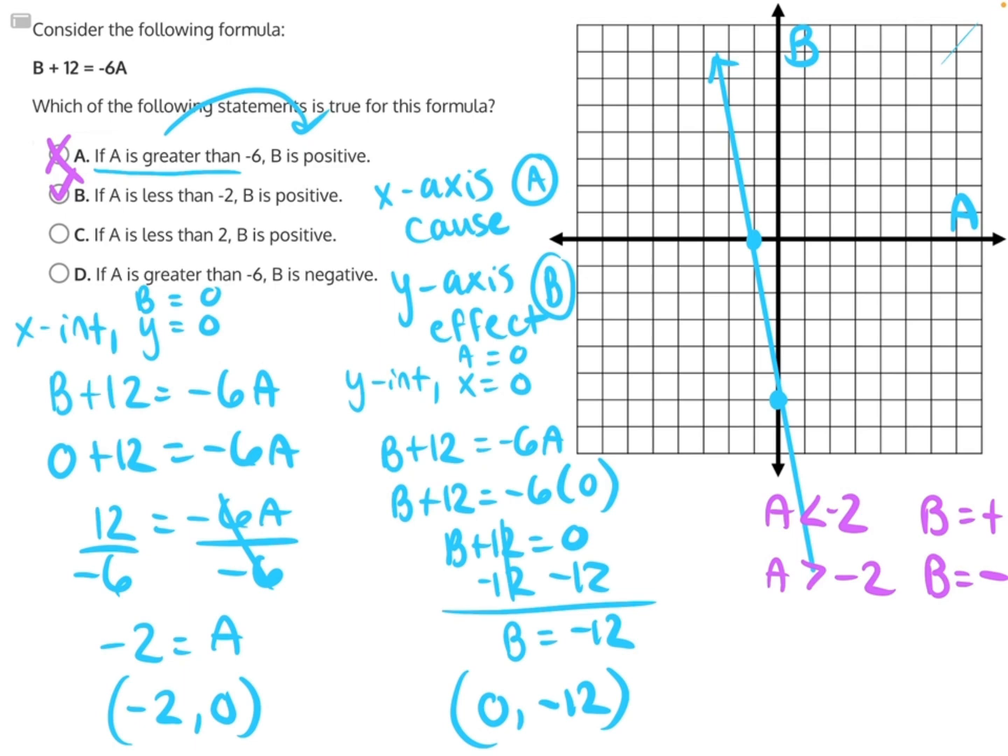Now let me show you why C and D are incorrect. C says if a is less than 2, b is positive. Well, let's see where that is on the graph. That would be way down here. Less than would be to the left, and all of these values so far are negative until we hit this point right here, and then we would have positive b values. So that makes C incorrect. D says if a is greater than negative 6, right here, then b is negative. Again, when we are greater than negative 6, we are starting positive and then becoming negative. We're not negative or positive the whole time, which means D is incorrect, and B is our correct answer.